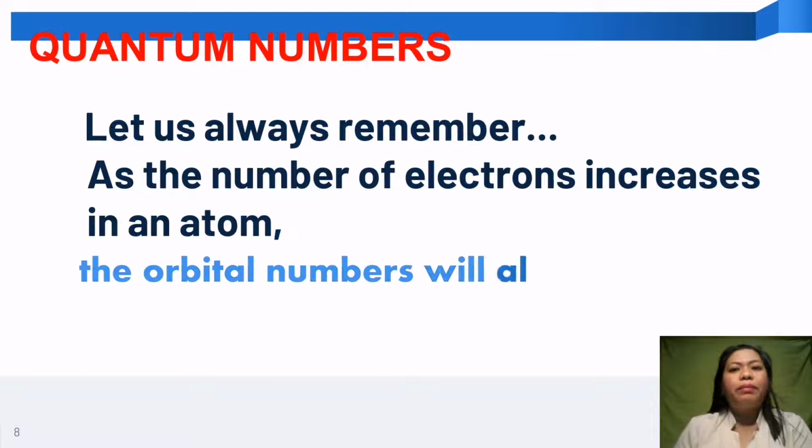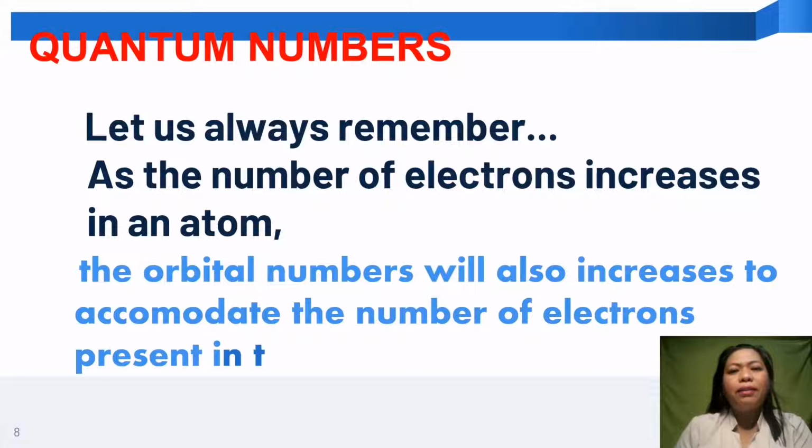Let us always remember, as the number of electrons increases in an atom, the number of orbitals will also increase to accommodate the number of electrons present. Now, let us know the characteristics of the different quantum numbers.